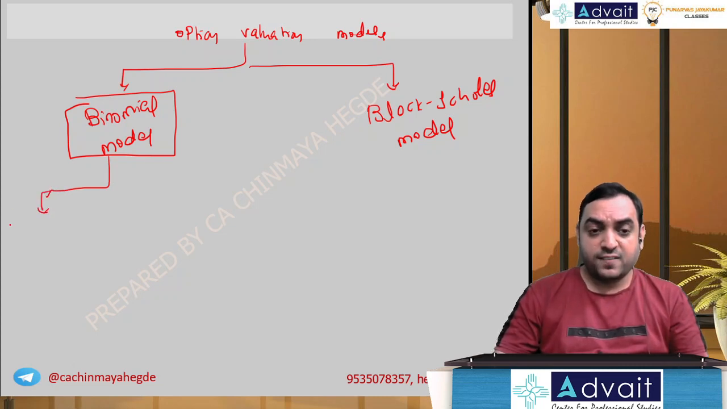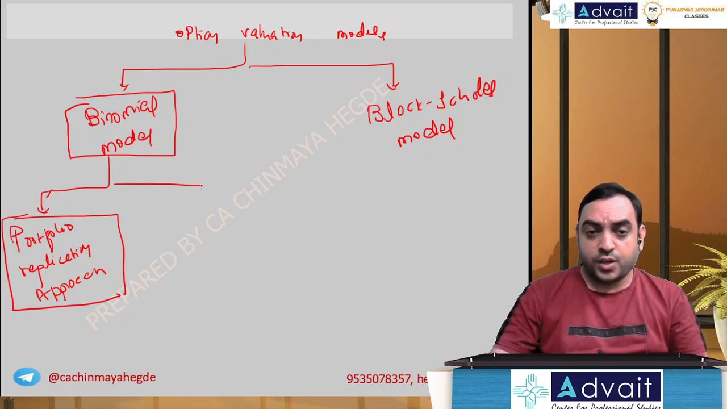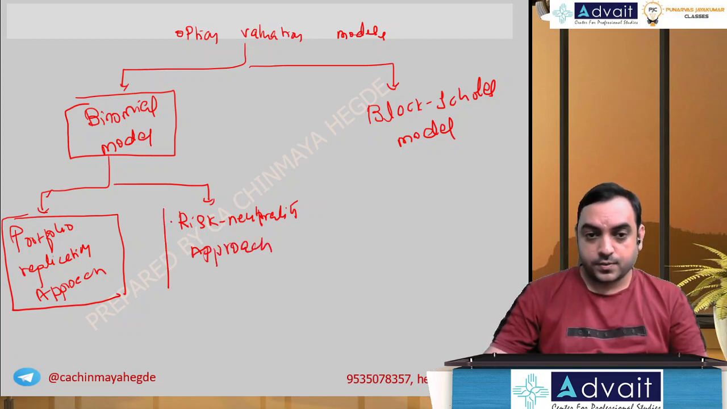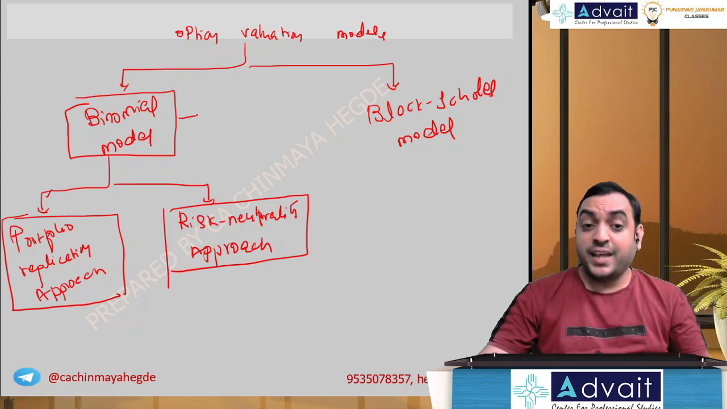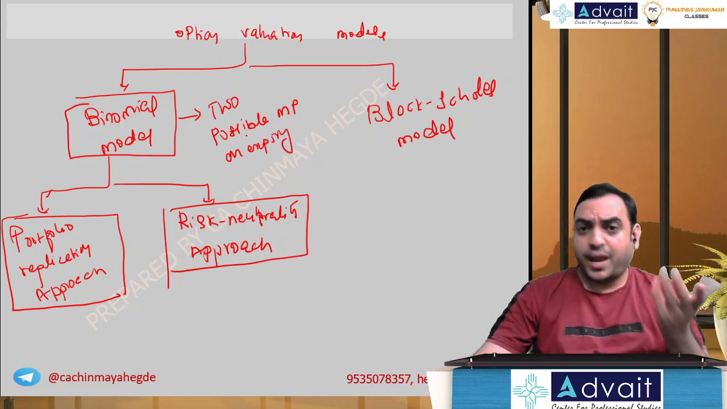One approach we have called portfolio replication approach. And we have risk neutrality approach. And in binomial model, the basic assumption is we will have only two possible market prices on expiry. That's a basic assumption. But practically that's not the case.